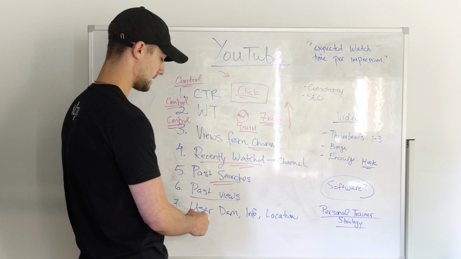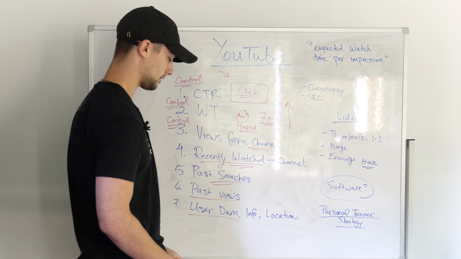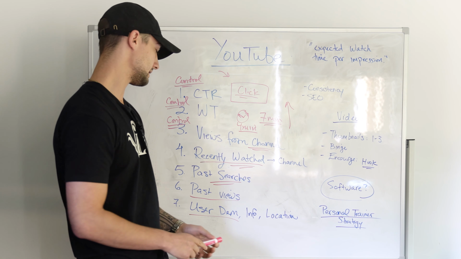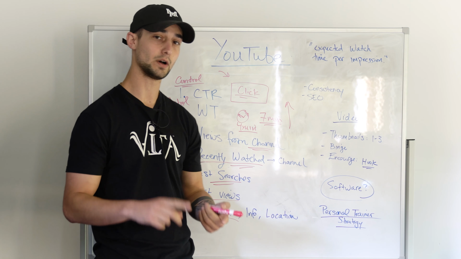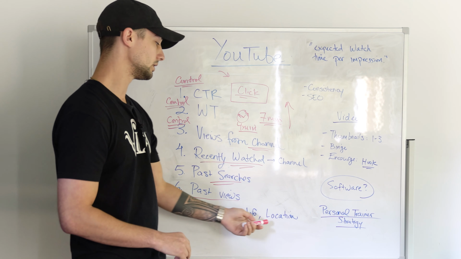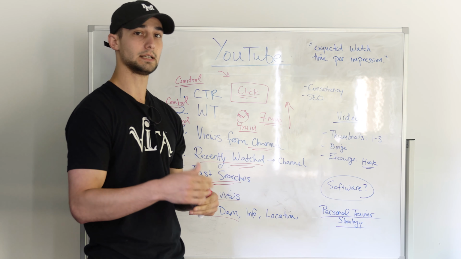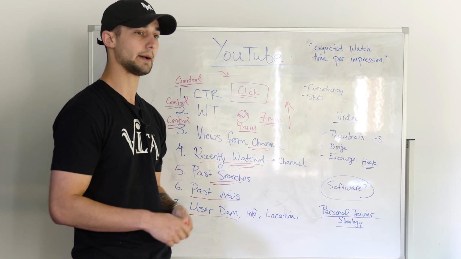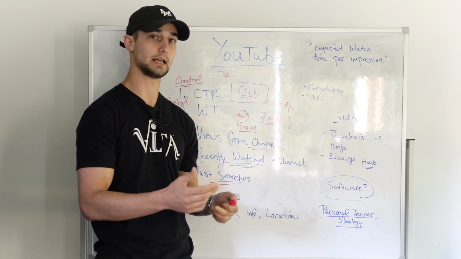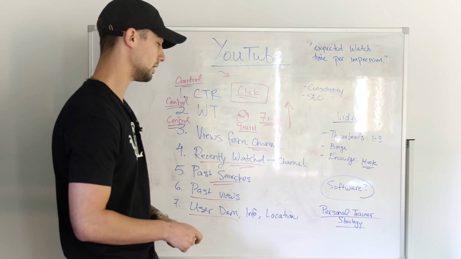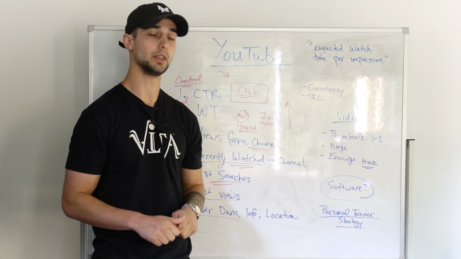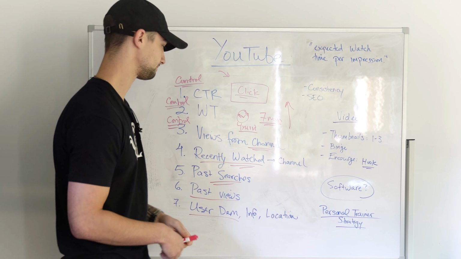Now, the last thing that is important to understand in the algorithm is that YouTube pays attention to the demographic info, like age, gender, and location of each YouTube account, and feeds them content that's relevant to that. So if something happened in your local area that's relevant to that person, YouTube might show that video and promote it on their homepage or suggested videos.